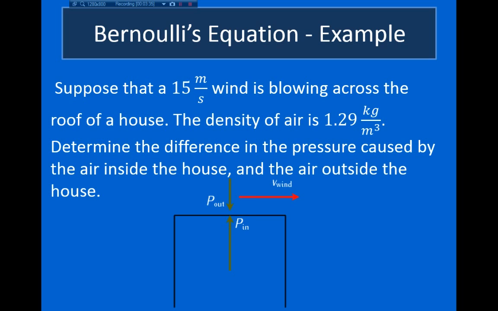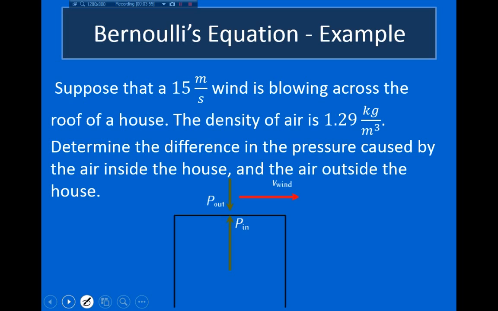And this is why, if you've ever seen a roof get torn off a building during a hurricane or something like that, the roof is always lifted up into the sky and then it flies away like a kite. This is why that happens: the pressure above the roof is reduced by the air flowing, and that causes the roof to get lifted up by the greater pressure that's underneath the roof.